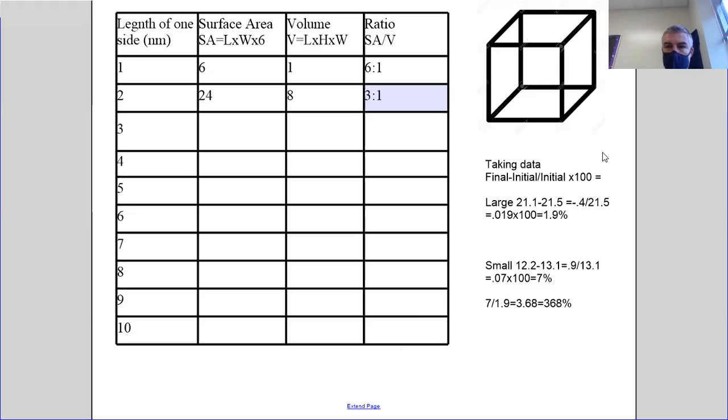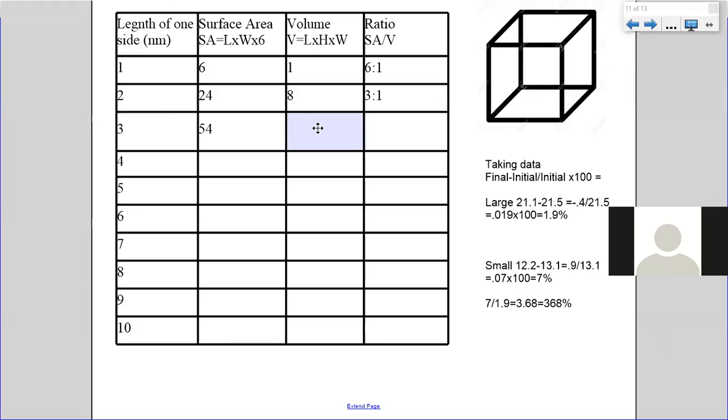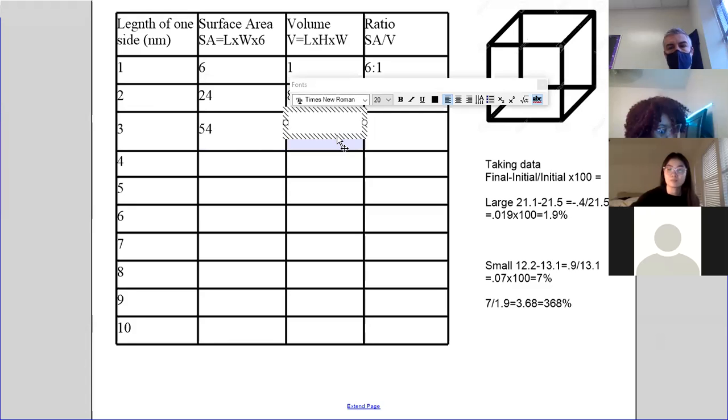Let's see who the first contestant on The Price Is Right is going to be. It's going to be our good friend, Mia Wallace. All right, let's take the first one. Mia, what is the surface area for a cube that has 3 nanometers? 54. 54 is correct. 3 times 3 is 9 times 6 is 54. What is the volume? 27.